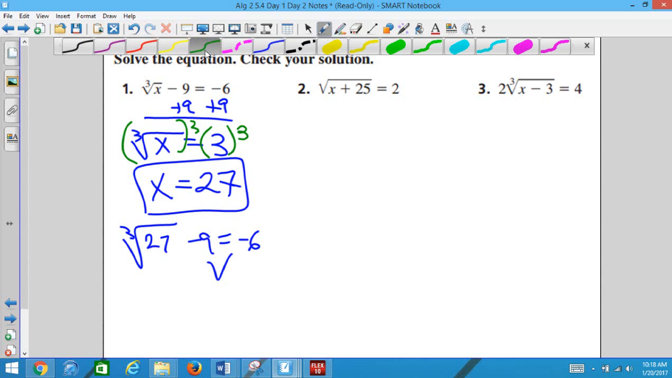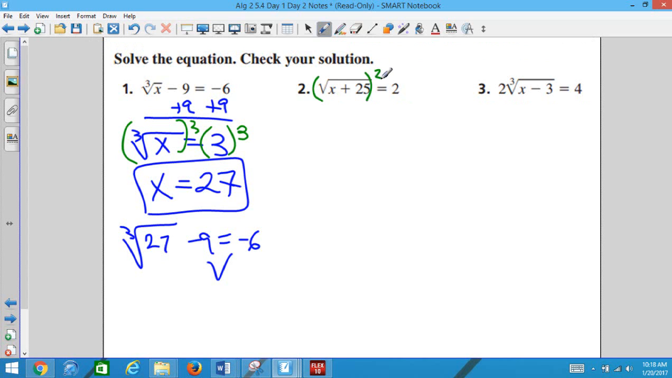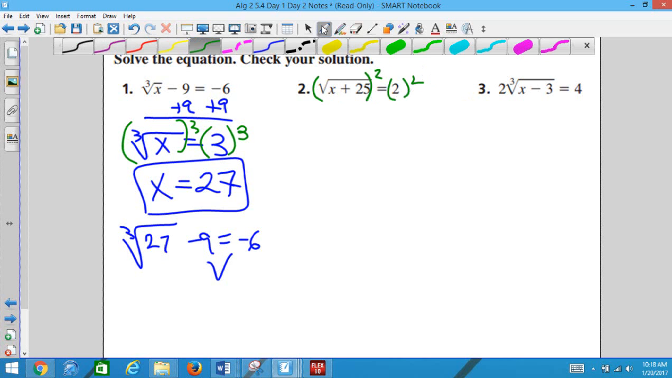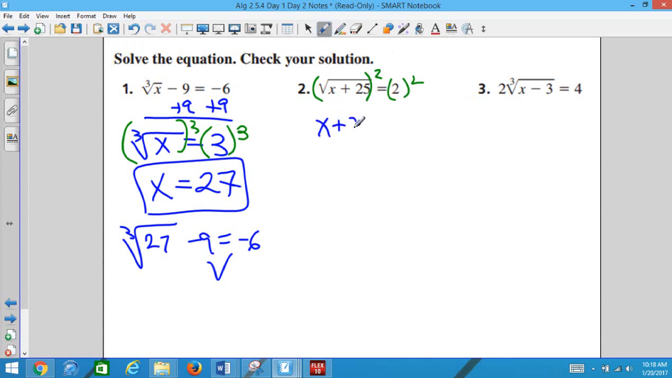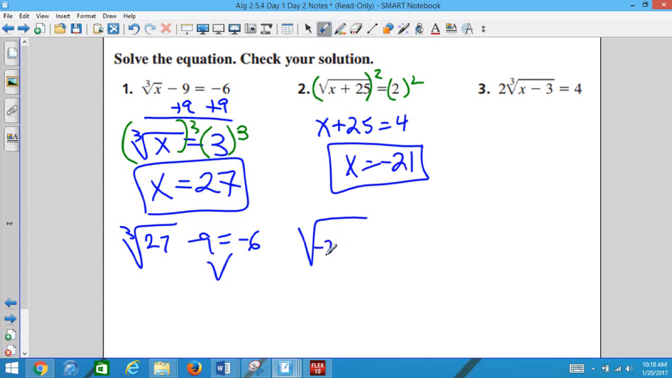Square root of x plus 25 is already a radical by itself, so the first thing I'm going to do is just square both sides. That's going to give me x plus 25 equals 4. So x is negative 21. And then we plug it in, and it checks.